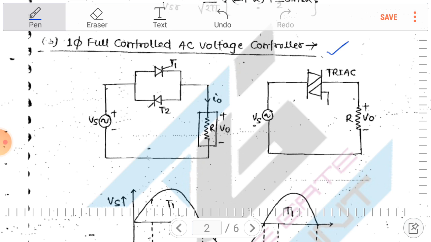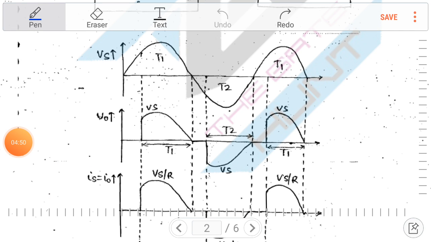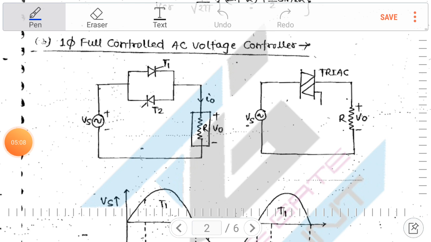The difference here in the circuit is that in the negative cycle also we will use a thyristor in place of a diode, or in place of two anti-parallel thyristors we can use a single triac. Here we can see the output voltage and current clipped off from 0 to alpha and from pi to pi plus alpha. So voltage is clipped in positive and negative cycle both. We will discuss single phase full control AC voltage controller with different loads in detail in the further video.